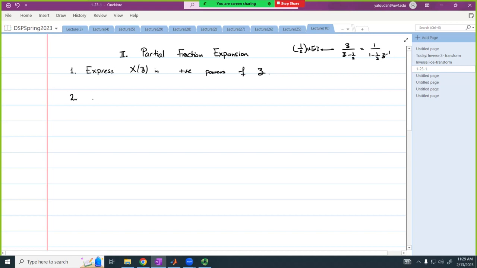Second, if the numerator order is greater than the denominator order, what do we call this? We call it non-proper. And therefore, we're going to use long division until we get the order of the numerator less than or equal to that of the denominator.